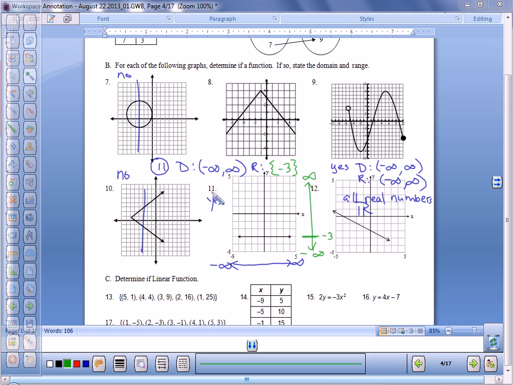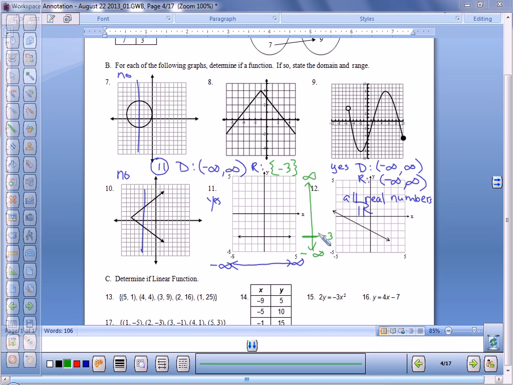So number 11, if we look left and right, do you see this has arrows at both ends? It goes forever left and forever right. So the domain goes from -infinity to +infinity. Now remember, with infinity, we use the parentheses because we can't include it. You can't get to infinity. It's a concept. It's not a point. It's not a number.